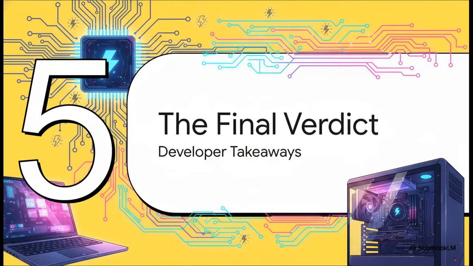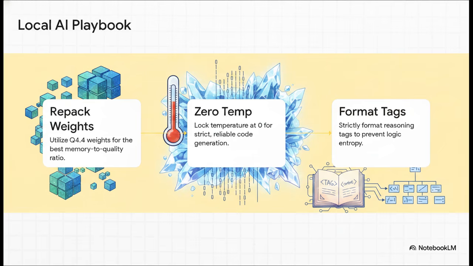All right, let's bring all of this together into our final verdict and key developer takeaways for deploying DeepSeek V4 Flash in your own studio. If you are spinning up your own AI workbench today, here is your playbook. First, embrace those repacked Q4.4 weights. Save your compute without sacrificing the quality. Second, always keep your temperature locked at 0 for reliable code generation. And third, be incredibly meticulous with your prompt formatting and thinking tags. Don't let a sloppy typo cause a total logic breakdown.